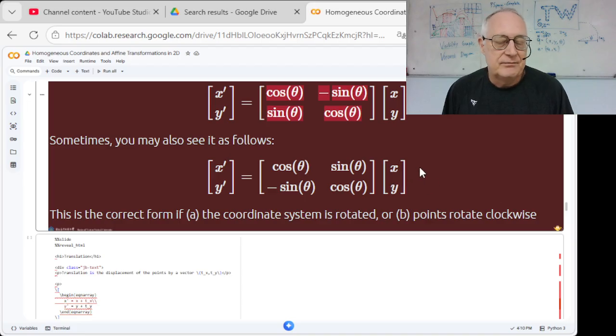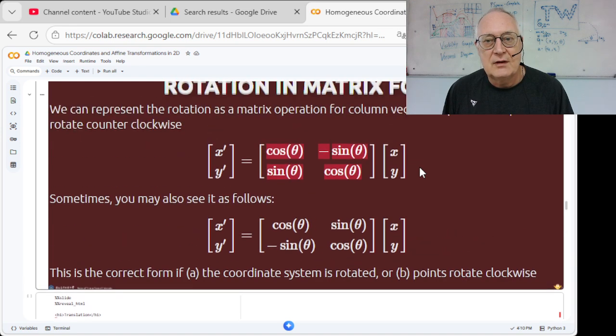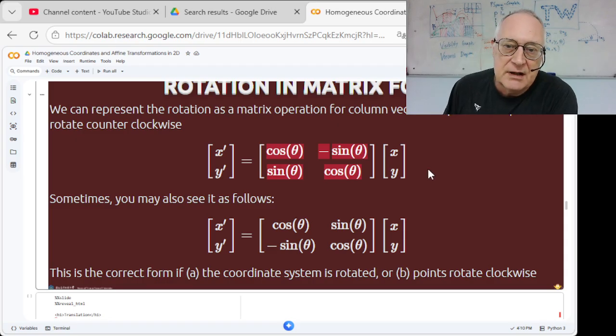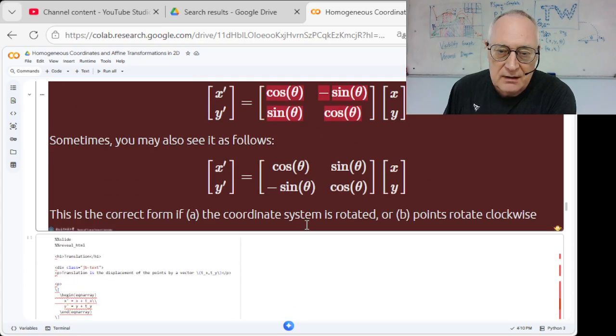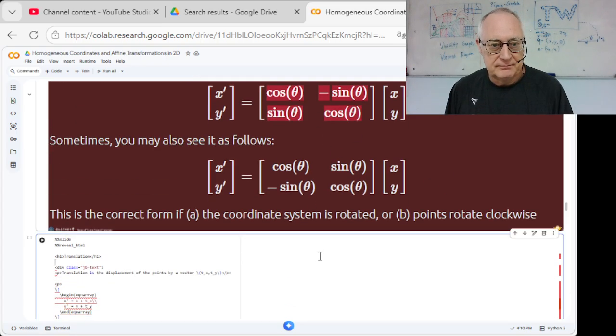And it's important to understand what rotates and what stays the same in your particular application, instead of just blindly copying formulas.